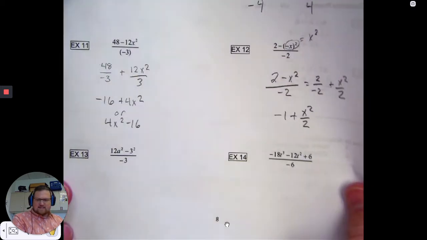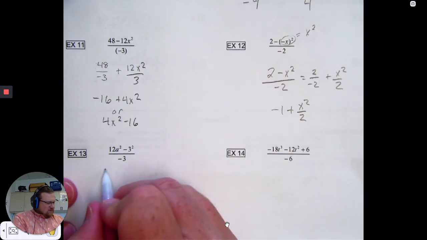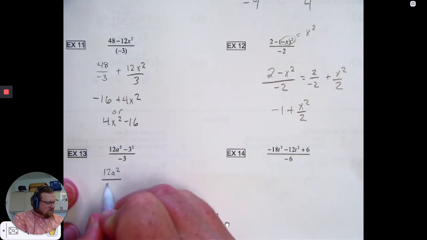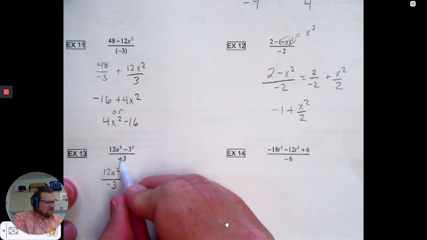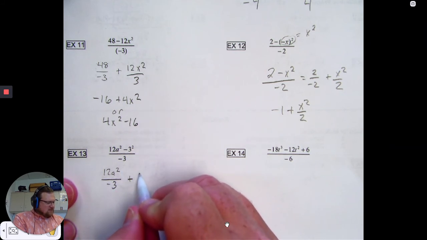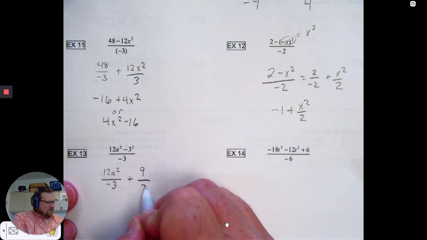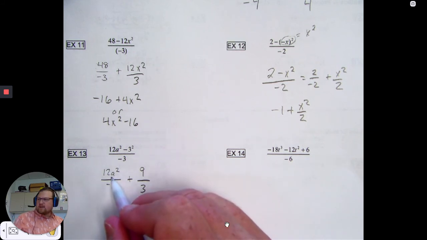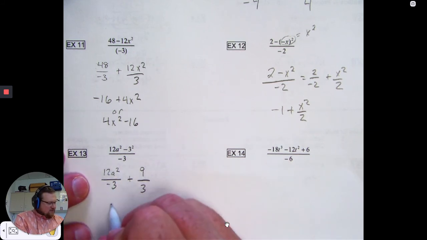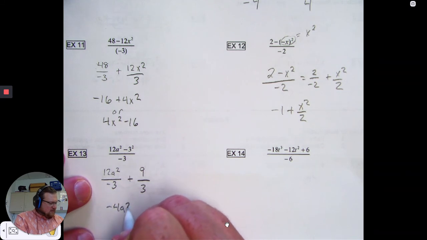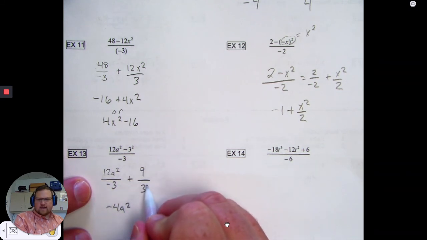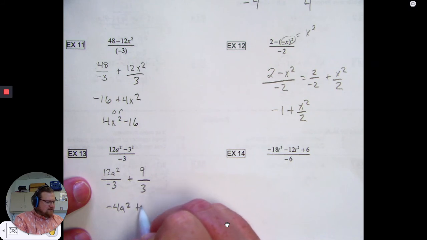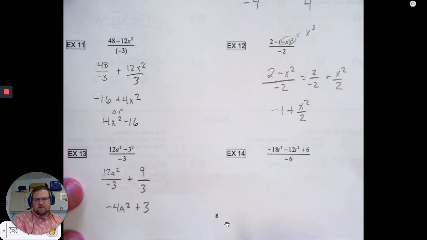Okay, so on to number 13. Again, we can write this as 12a squared over a negative 3. Then the minus and the negatives will cancel each other out. So it'll be plus 3 squared, which is 9 over 3. Okay, so when we do that, we can do 12 divided by a negative 3, which gives us a negative 4a squared. And then 9 divided by 3, which just gives us 3. So our final answer is 4a squared plus 3.